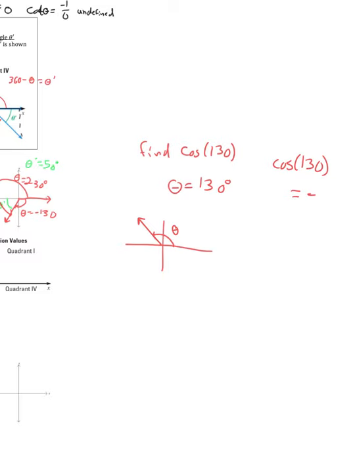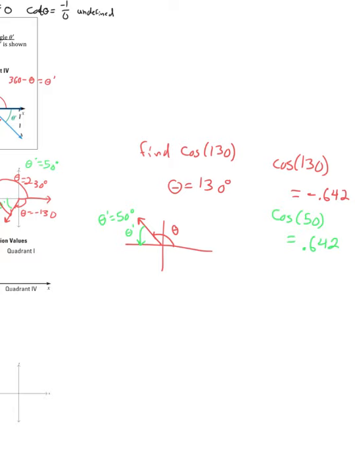So what do we end up getting for cosine of 130? It's negative 0.642. Thank you very much. So now if we were doing our theta prime, that's going to be a 50-degree reference angle. So go ahead and put cosine of 50 in your calculator, and I can tell you right now it's going to be a positive 0.642. But go ahead and put it in your calculator and you'll see that.